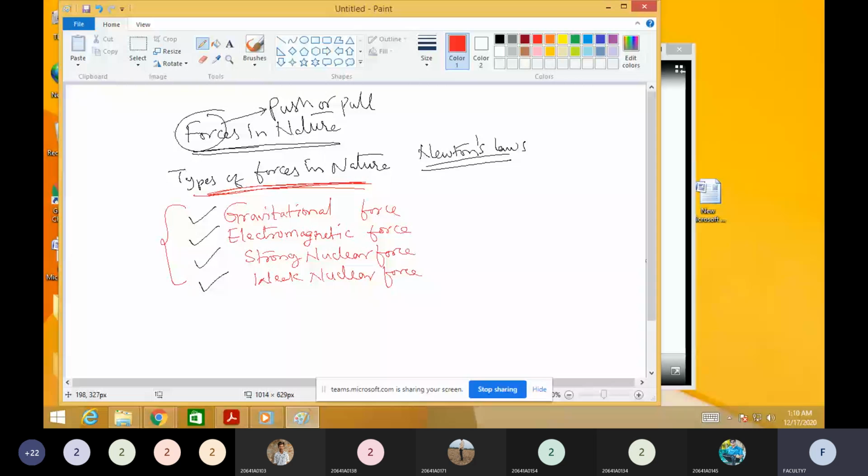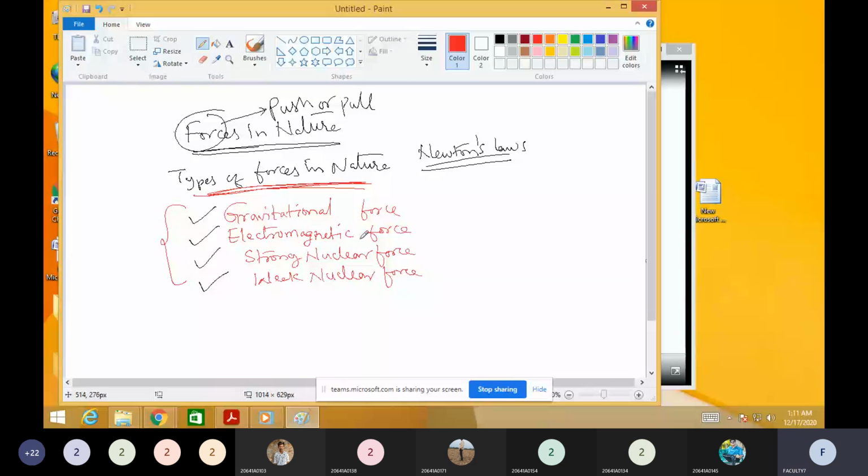So you might have studied gravitational force and electromagnetic force, and here the nuclear forces are defined regarding atoms. That we will see in the upcoming classes. One class I will spare for these particular things.